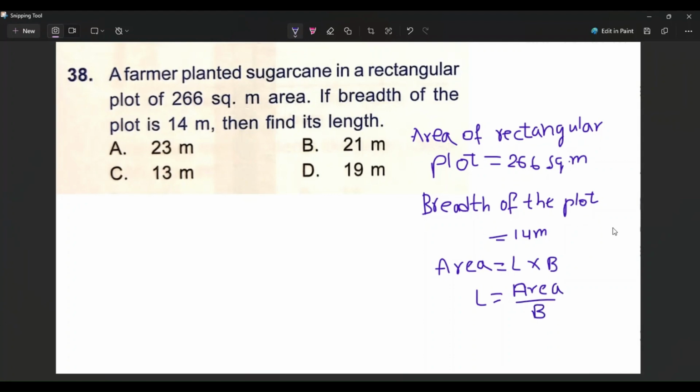What is the area given, children? It's 266 divided by 14. So cancel. 14 ones are 14. So remained with 8. It becomes 86. So 14 sixes are 84. So option A 23 meters wrong. Option B 21 meters wrong. Option C 13 meters wrong. Option D 19 meters is the right answer, children.